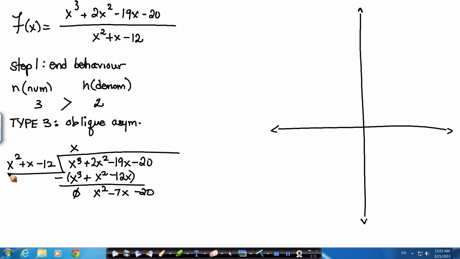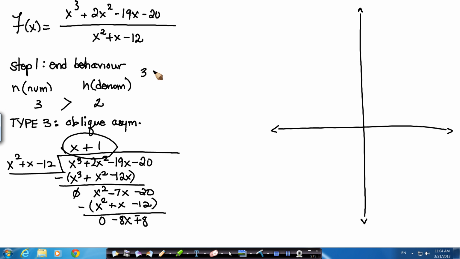What do we multiply x squared by to get x squared? Well, we multiply it by 1, right? So 1 times x squared is x squared, plus 1 times x, plus 1 times negative 12. When we subtract, we get 0 minus 8x. Negative 20 plus 12 is negative 8. Sorry, this should be a negative. This doesn't really matter. What we care about is this x plus 1.